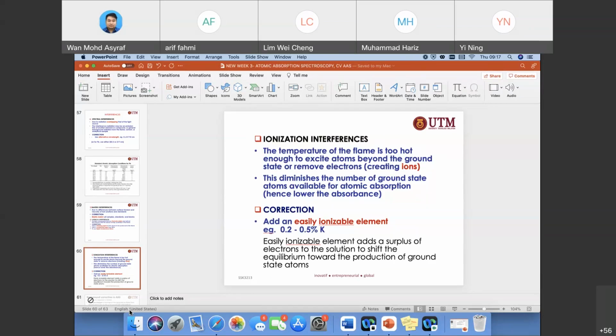All right. So why does the addition of potassium make it much better? Because the easily ionizable element will be ionized first. Okay, so it will create a surplus of electrons, and the equilibrium will shift towards the production of ground state atoms rather than the production of ions.